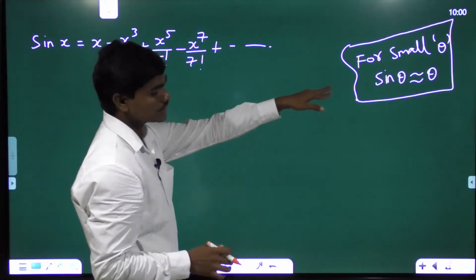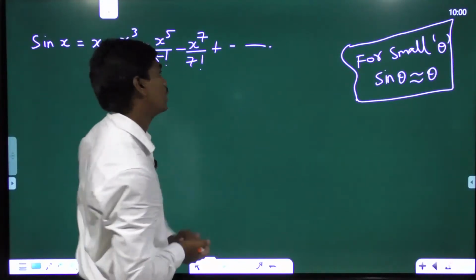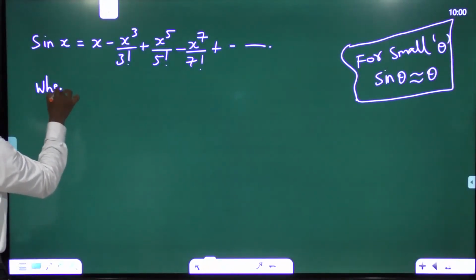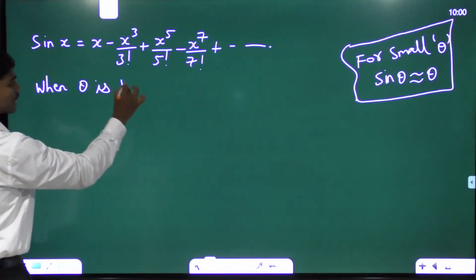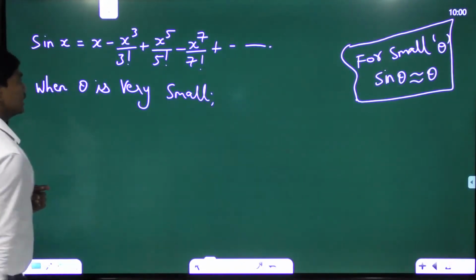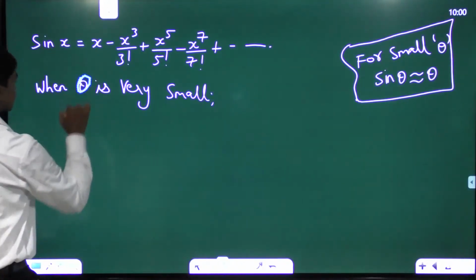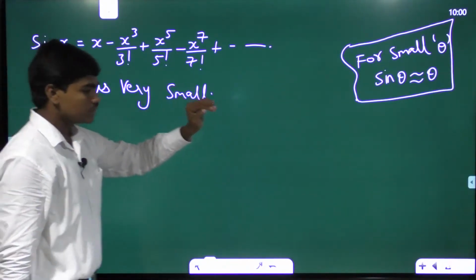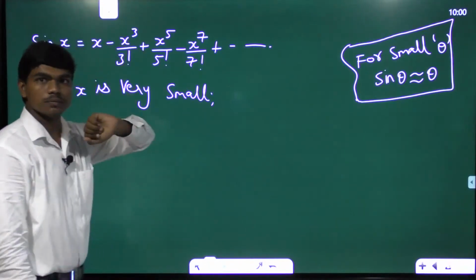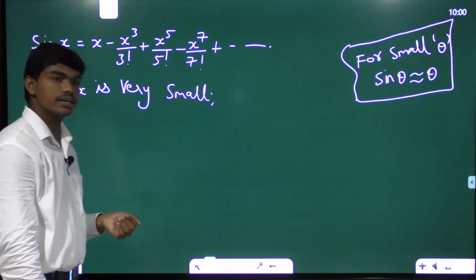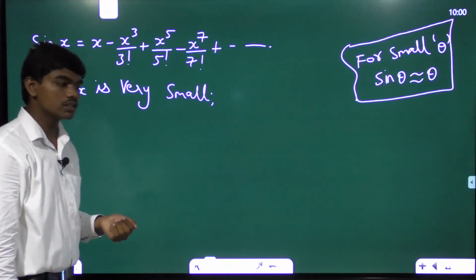Now, why is sin theta almost equal to theta when theta is very small? Look here. When theta is very small, like 0.1 radians, 0.2 radians and so on. Here, since I'm dealing in x, let me write, when x is very small, what could be the value of x cube? Is it more than x or less than x? When x is less than 1, is it more or less?